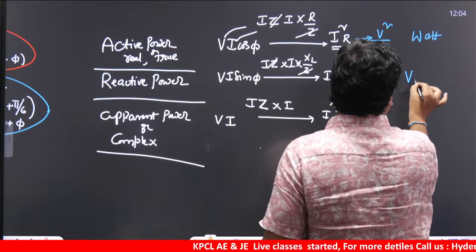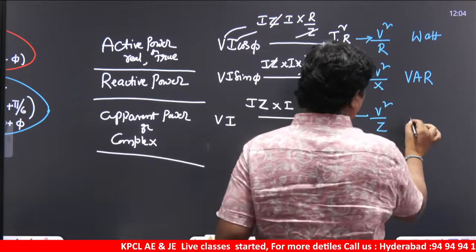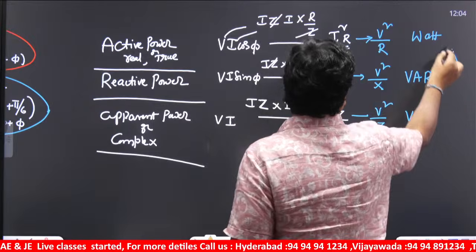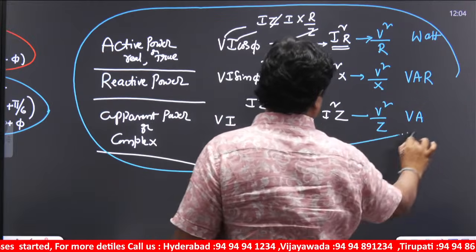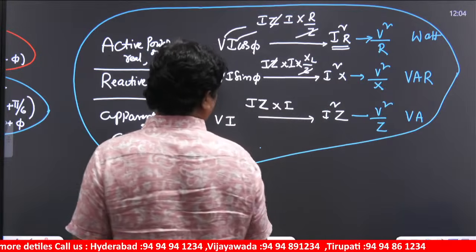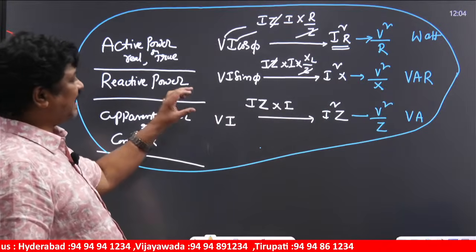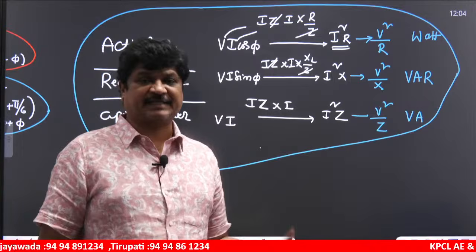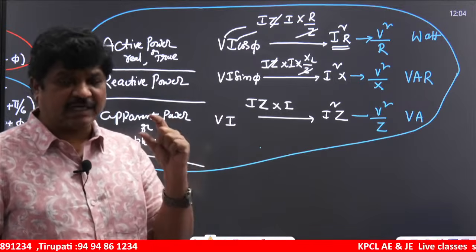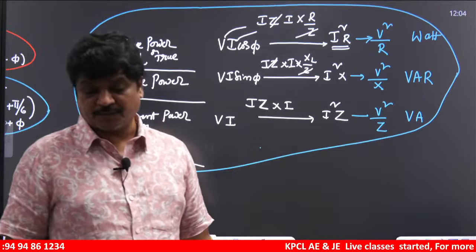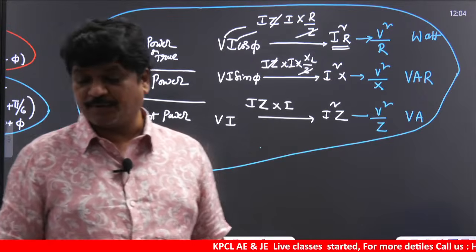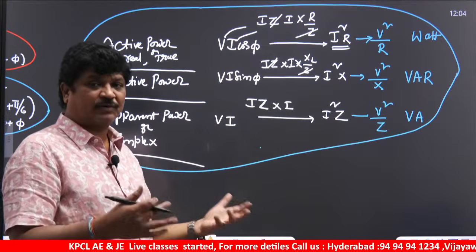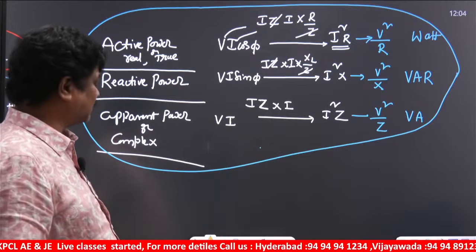Units for the first one is watt, units for the second one is volt ampere reactive, units for the third one is volt amperes. These are all the three powers available in our AC circuits. It is very, very important. In the KPTCL exam last time, a question was given on the power triangle. Only generation and transmission is the difference. What is the model of that question? We will discuss now.